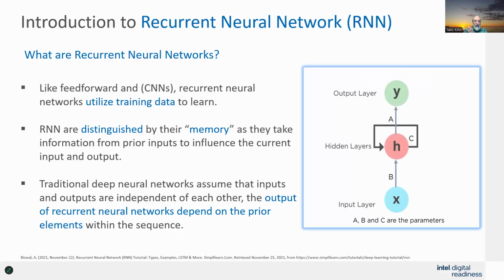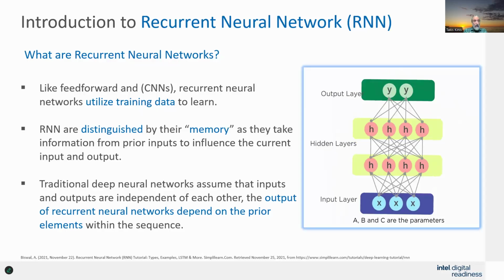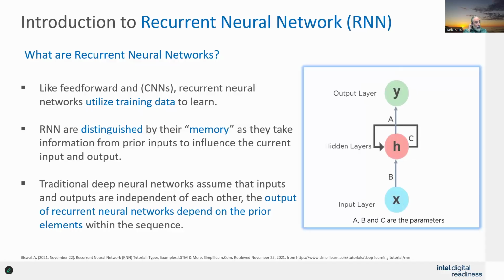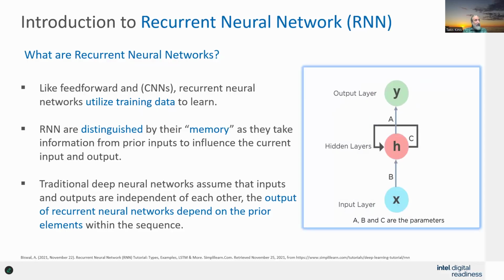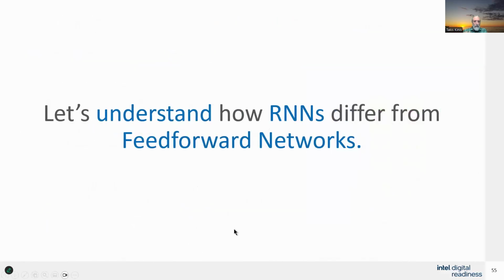And they use that information from prior inputs to influence the current input and output. Right? It says traditional deep neural networks assume the inputs and outputs are independent of each other. The output of recurrent neural networks depends on the prior elements within the sequence, like the order of the words I'm speaking, right? They have more meaning relative to the other words that came before and the words that follow. So they have context. And this is really what this recurrent neural network brings to the table.